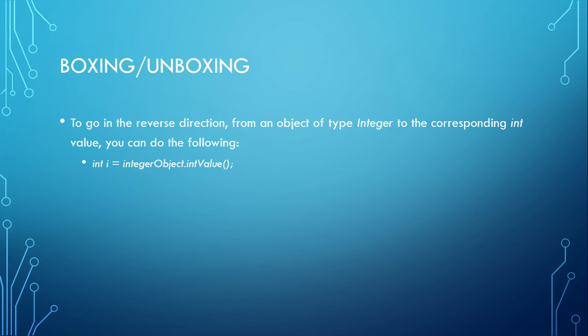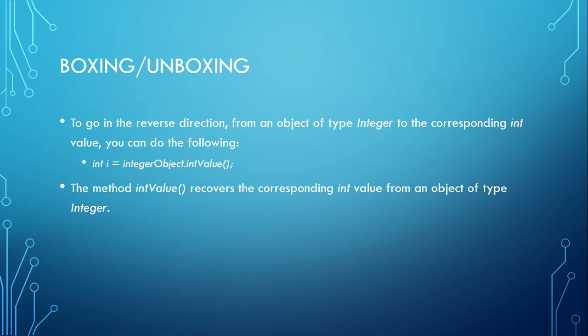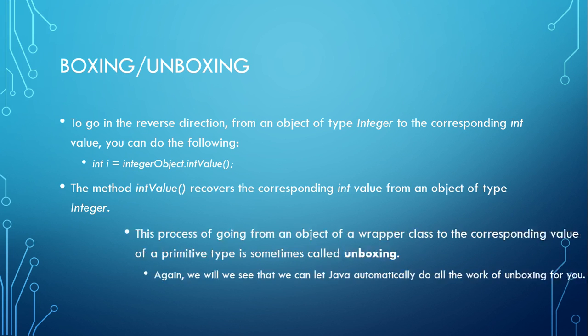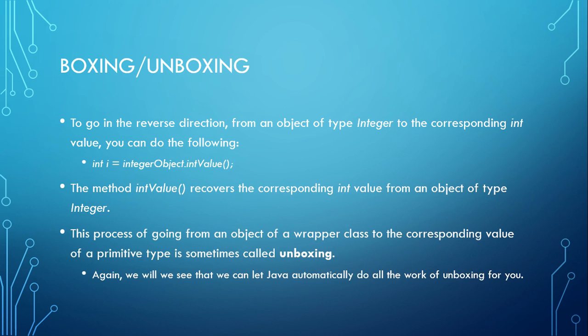So to go in the reverse direction, from the object of type Integer to the corresponding int, we do the following: int i equals integerObject.intValue(). The method intValue recovers the corresponding int value from the object of type Integer. This process of going from an object of a wrapper class to the corresponding value of a primitive type is sometimes called unboxing. Again, we will see that Java can do this automatically and pretty much do all the work of unboxing for us.